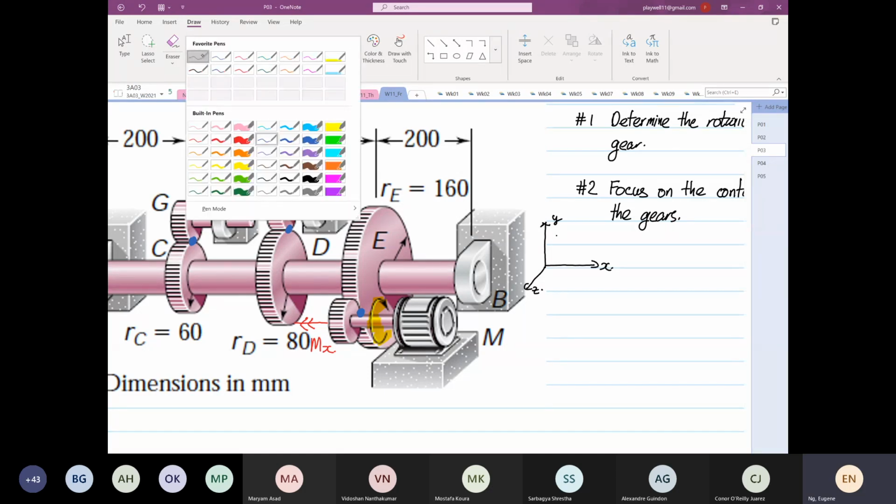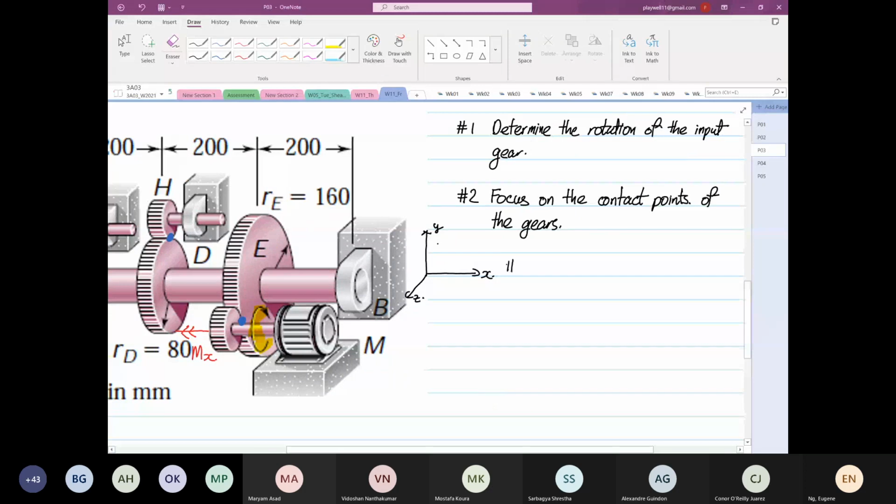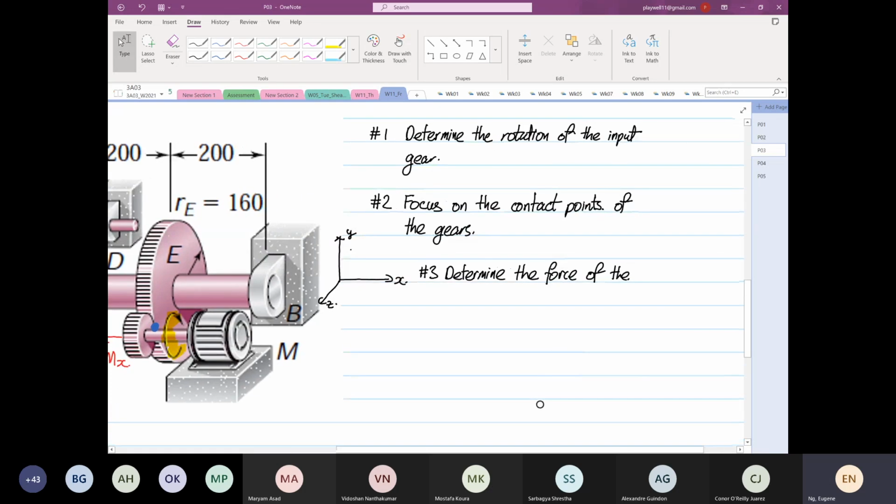Then the next one: determine the force, it means the applied force, at the contact points or point for the input gear.